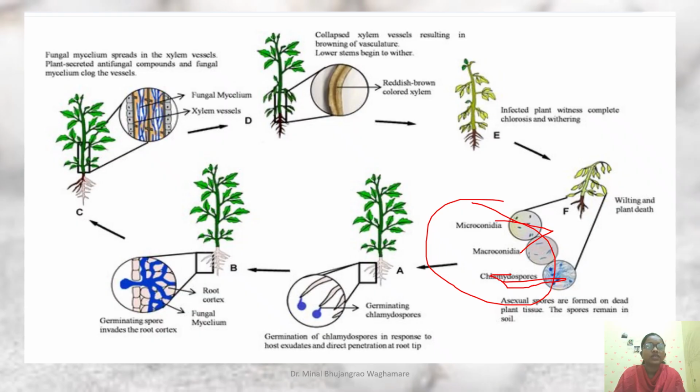We can find here in the xylem vessels fungal mycelium is present because it will damage the vascular tissue, and due to this, proper supply of food and water does not take place inside the plant, ultimately leading to drying of the plant, wilting appearance and plant death.